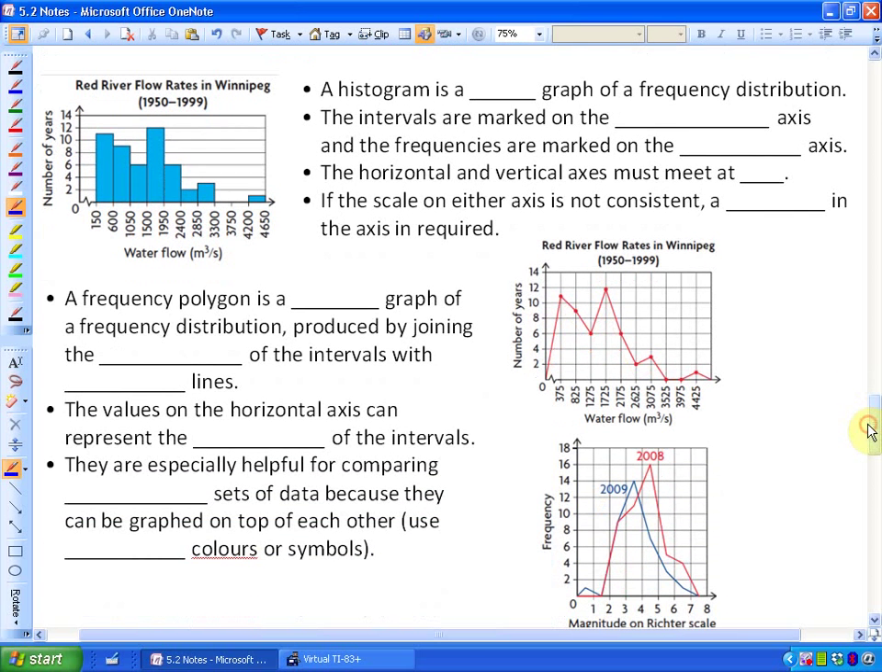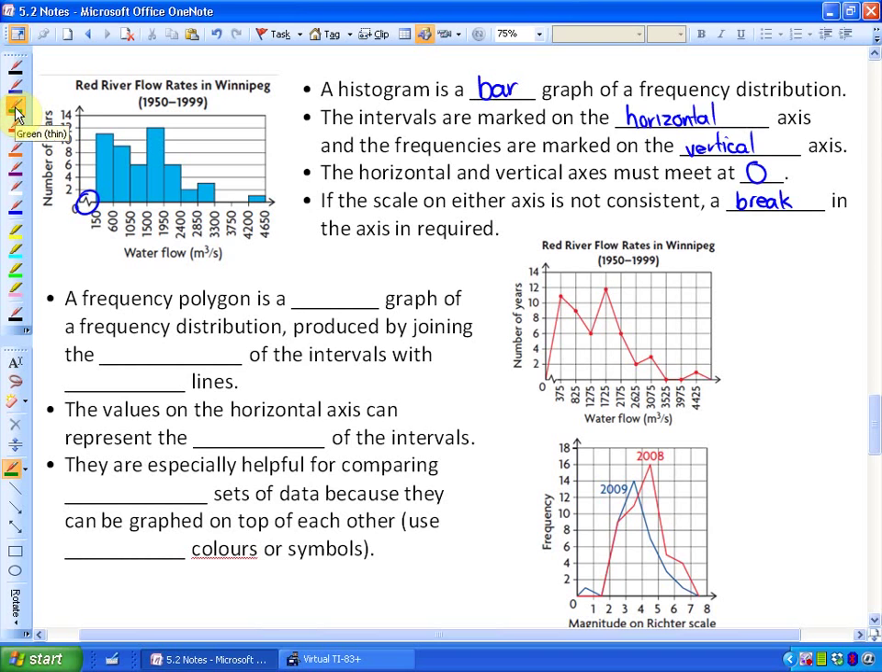All right, just the end of the key ideas here. A histogram is a bar graph. It's just another name for bar graph. The intervals are marked on the horizontal axis, so the left to right axis, and the frequencies are marked on the vertical axis. The horizontal and vertical axes must meet at 0, and if the scale on either axis is not consistent, you must include a break. And what you'll notice here is that right here that I'm circling in red, there's a break because the scale isn't consistent at first. It goes from 0 to 150 and then consistently goes up by 450. So that is not a consistent part of the axis.